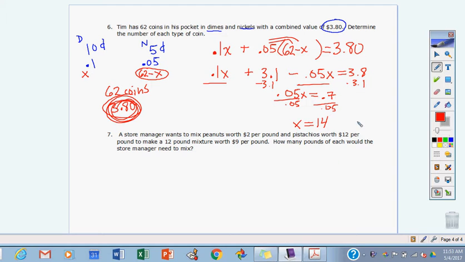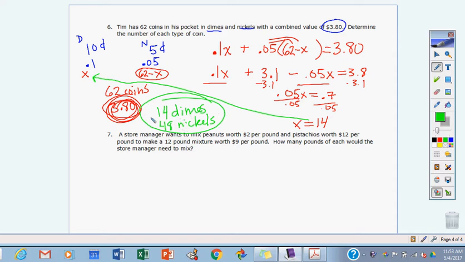So what does that mean? Once again, take my green here. That means that x right here is 14. So that means we have 14 dimes. And then you should be able to figure out that we have 48 nickels because these two have to add up to 62. Okay, so that's the answer to this problem.